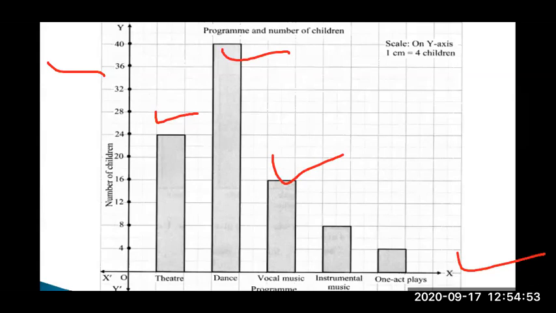Then instrumental music is how much? Instrumental music is 8. So in front of 8 you will draw a bar. Then the last one is one act play. One act play is how much? It is given 4. So in front of 4 you will draw a bar. So here you have completed the third question also. I hope you people have understood. And here we have completed our chapter number 6, that is bar graph.